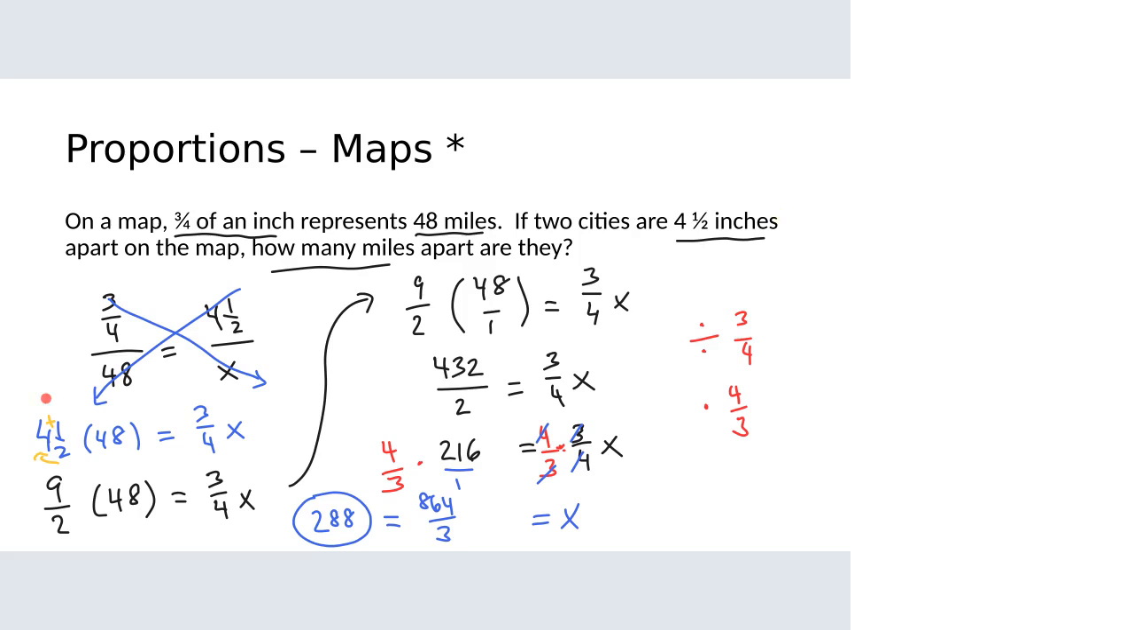We took a mixed number and turned it into an improper fraction. We multiplied fractions, and then we multiplied by the reciprocal to get the variable by itself. A lot of nice fraction reminders. I said I would do this with decimals also, so let's go ahead and take a look at that.